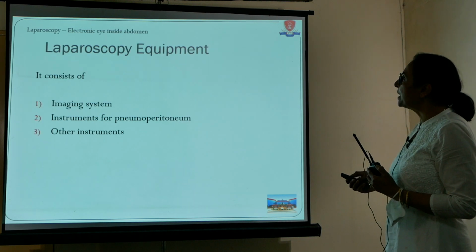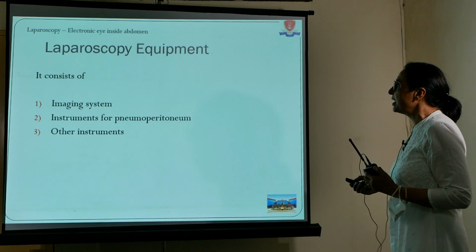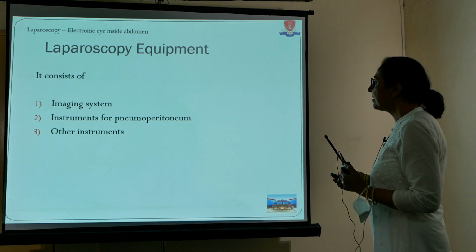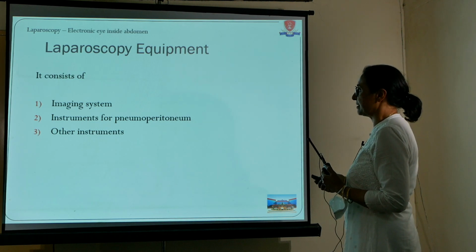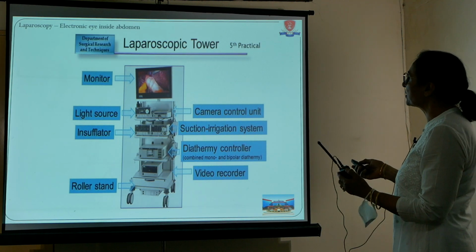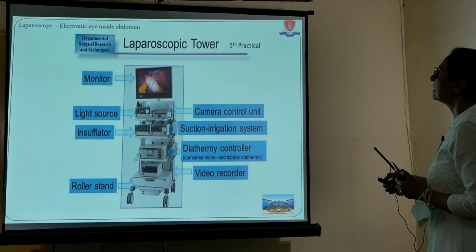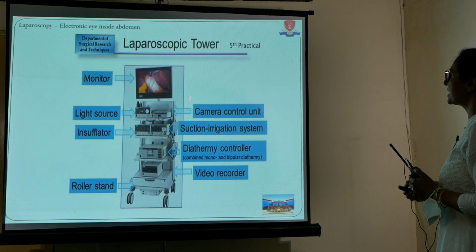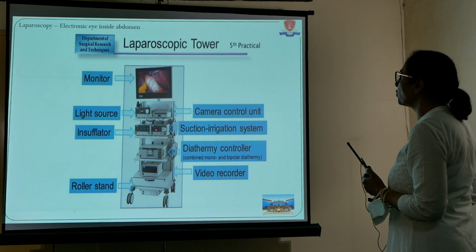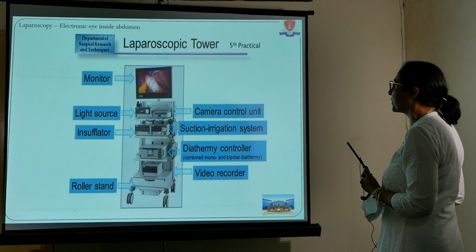The laparoscopy equipment consists of an imaging system, instruments for creating the pneumoperitoneum, and the surgical instruments. This is the trolley that you will see at the foot end of the patient. It has the insufflator through which we introduce gas into the peritoneal cavity to create pneumoperitoneum.